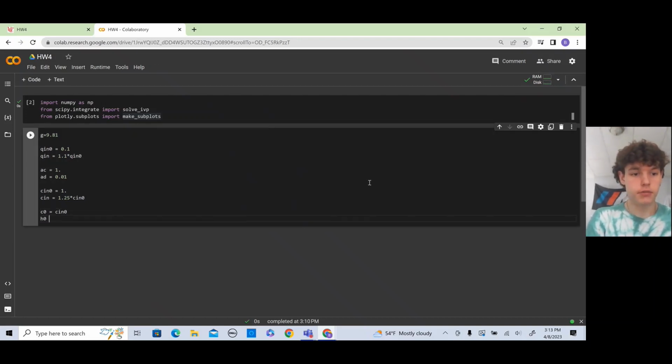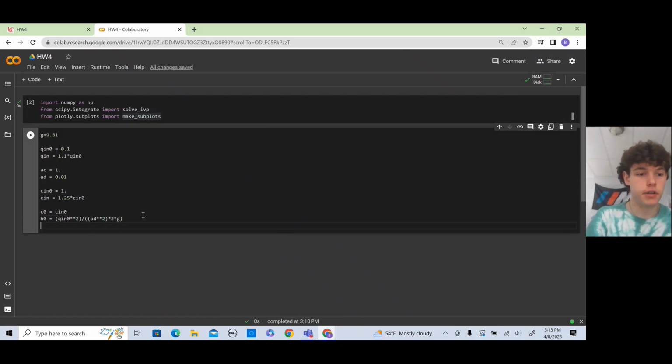And then our H0, which will be equal to the same thing it was for our part A. So we will have our Q in 0 squared divided by our AD squared, and that is multiplied by our 2 and times G, which should give us our H0.